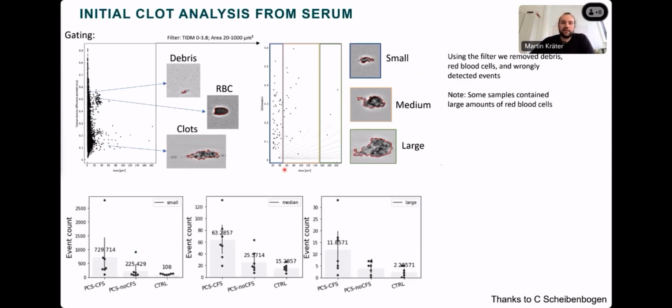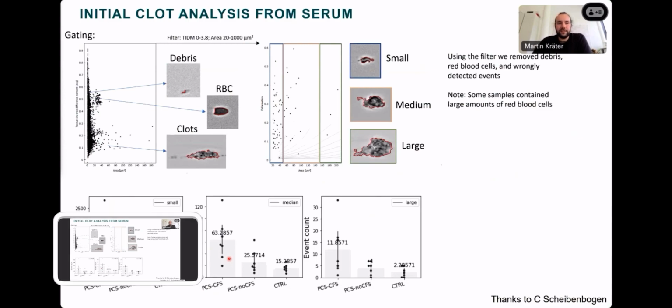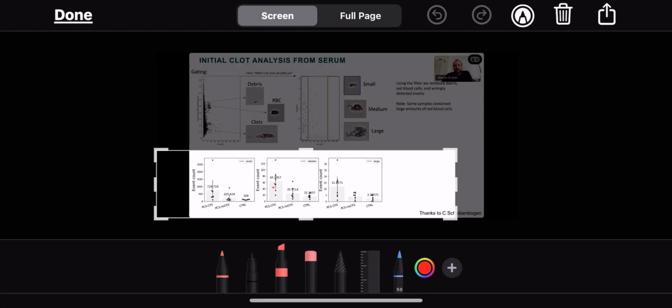And then we looked at 3 different subsets of people. The first subset is post-COVID syndrome people with ME/CFS, post-COVID syndrome people without ME/CFS, and controls. These patients were obviously defined by Carmen, and we have measured them. And what you can clearly see is that of each kind of these clots, the people with post-COVID syndrome and ME/CFS have elevated numbers even in their serum.